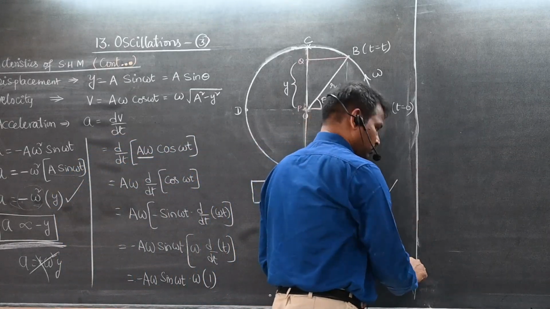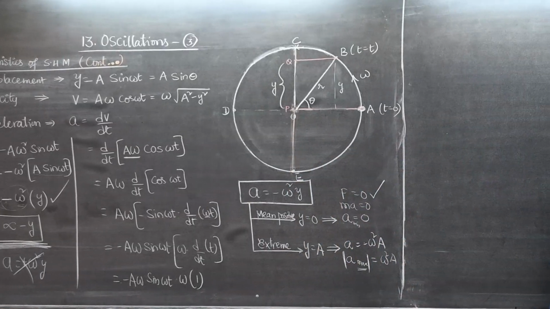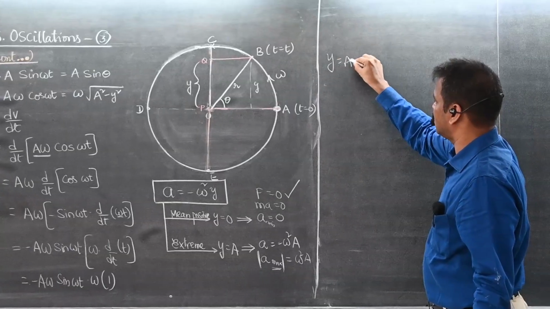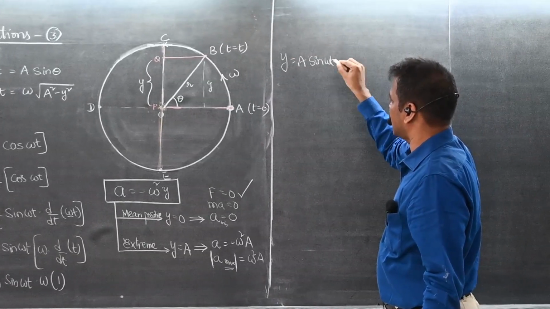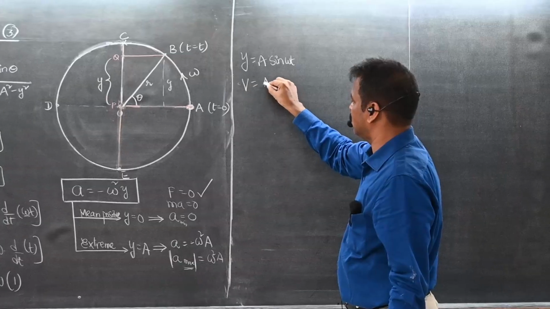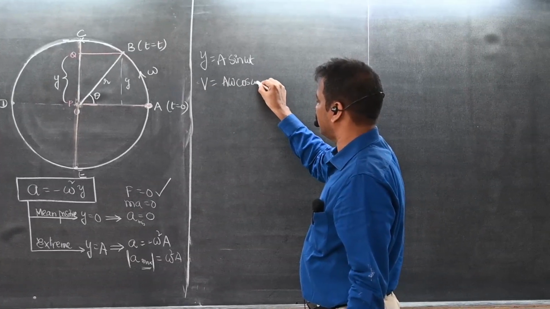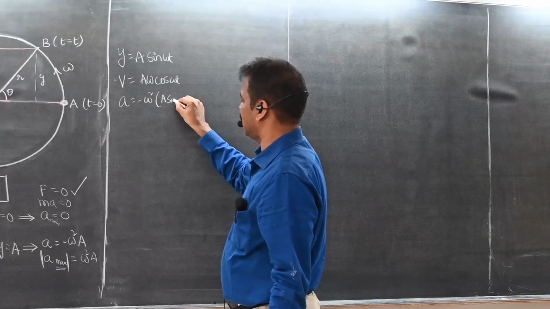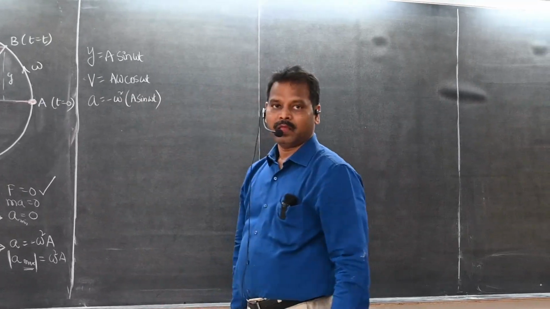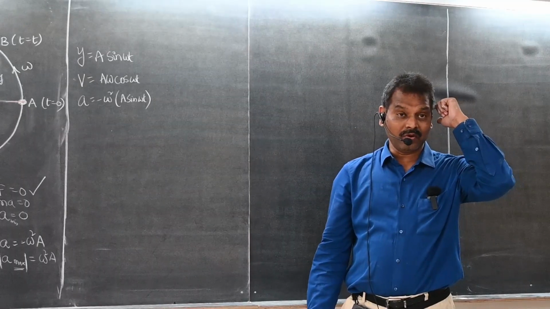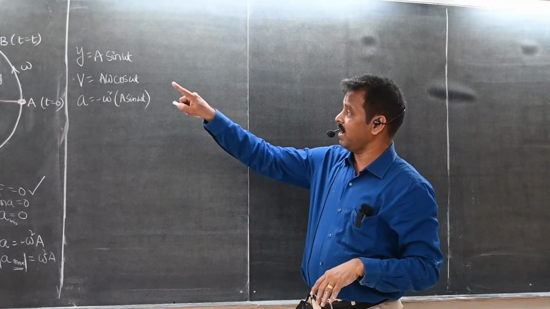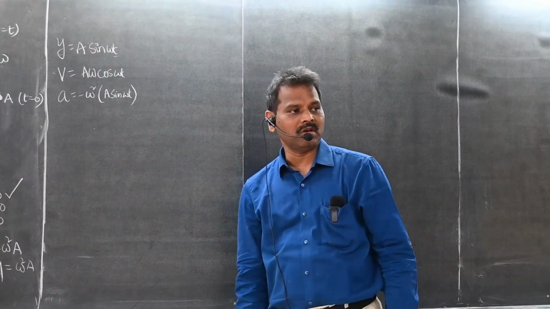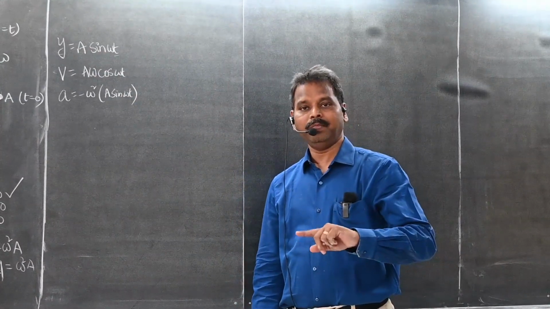Now, we have three equations. First one, y is equal to a sin omega t. Then v is equal to a omega cos omega t, and a is equal to minus omega square a sin omega t. Now we will draw the graph for the y-t relation, the displacement-time relation.